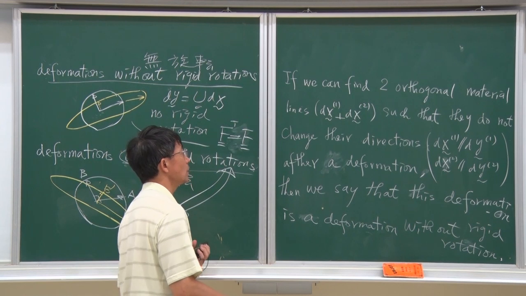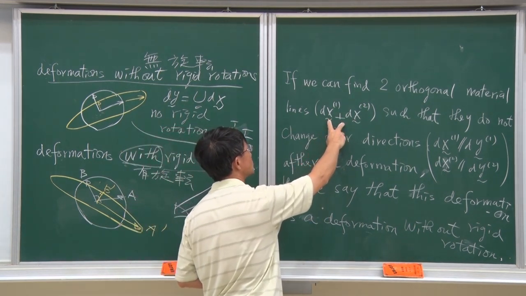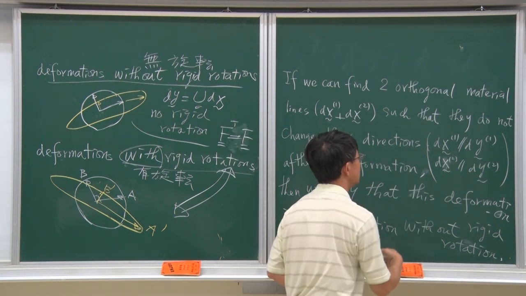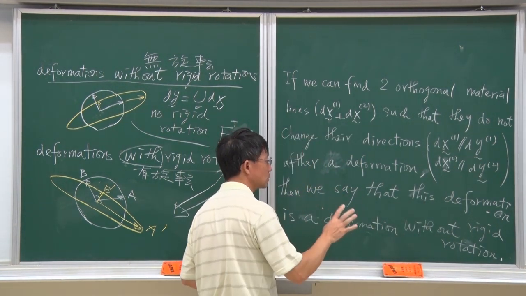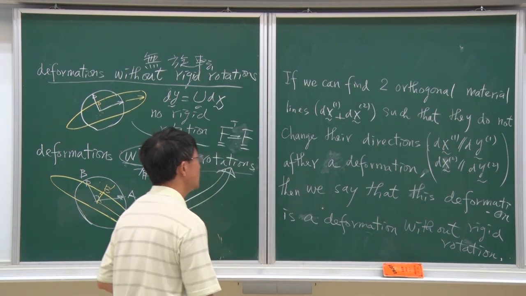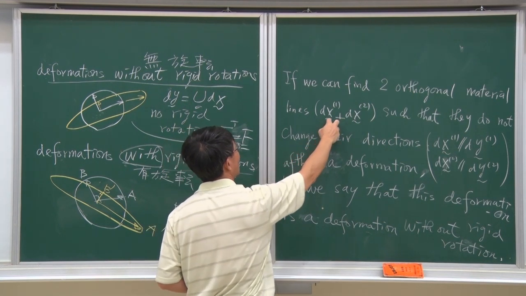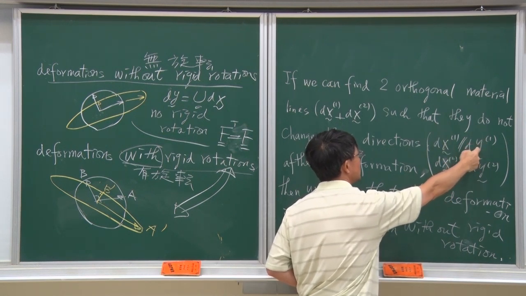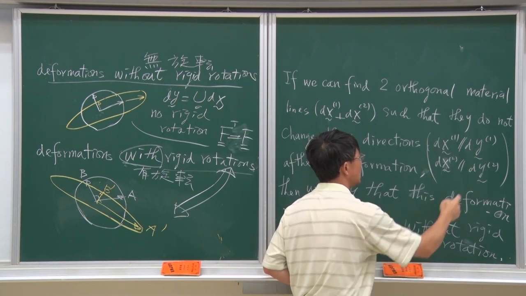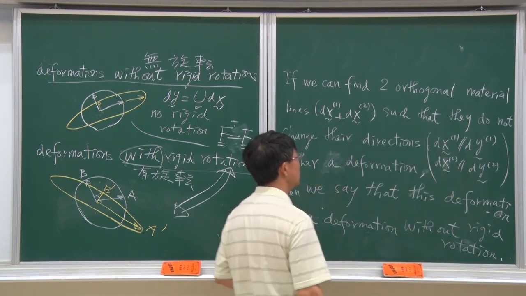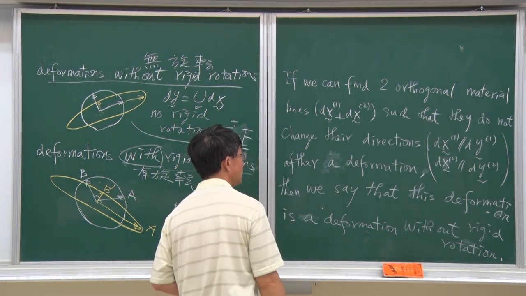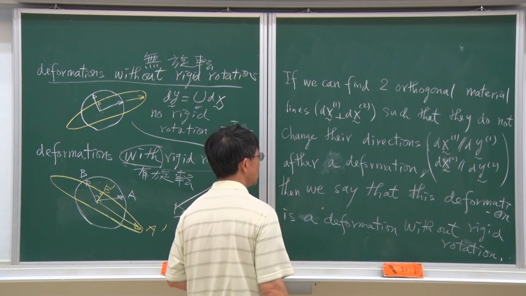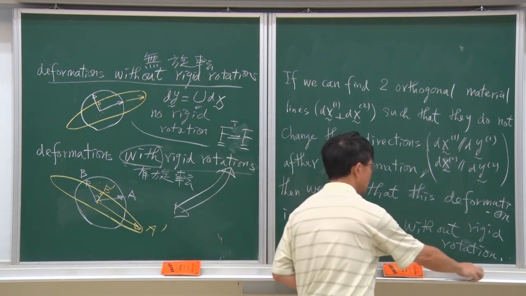OK，我今天用中文翻译一下，意思是，如果你能够找到两条材料线，它们互相垂直，而且在变形之后，这两条材料线还在同一个方向，这种变形就叫做没有刚体旋转的变形。OK, if we can find two perpendicular material lines whose direction doesn't change after the deformation, still in the same direction, the direction of dy1 equals the direction of dx1, the direction of dy2 equals the direction of dx2, then we call this the deformation without rigid rotation.